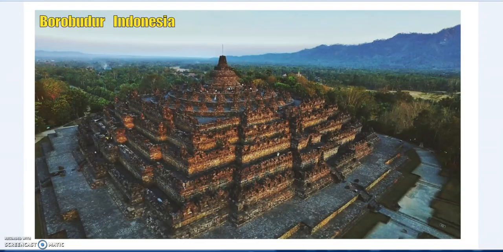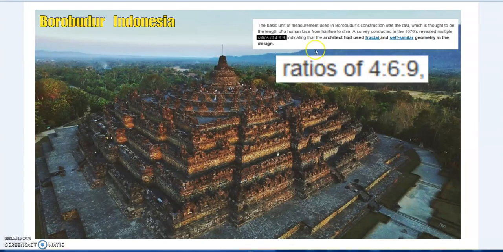And so, looking at Borobudur in Indonesia, this very famous temple, and there's quite a bit to say about it, but I'll just be focusing on this particular part where a survey conducted in 1971, I think it was, revealed multiple ratios of 4 to 6 and to 9 as well, indicating the architect used fractal or self-similar geometry in the design. So that emerges from the vesica, which leads to the flower of life and how these systems grow.